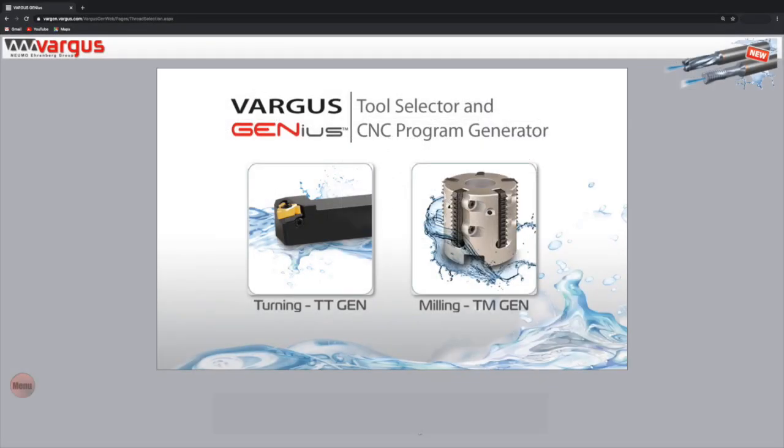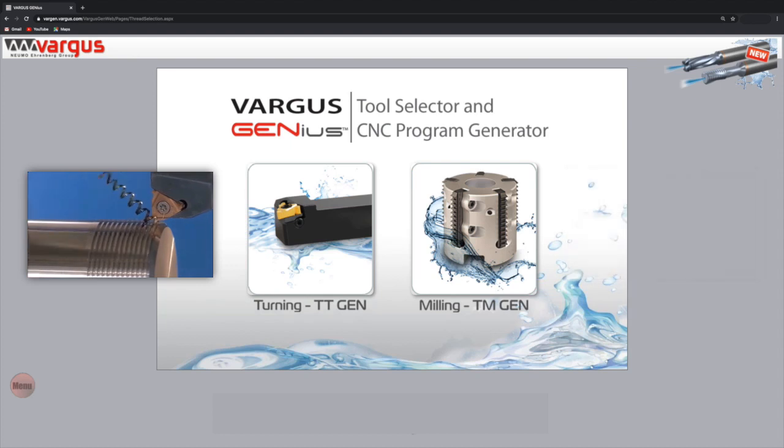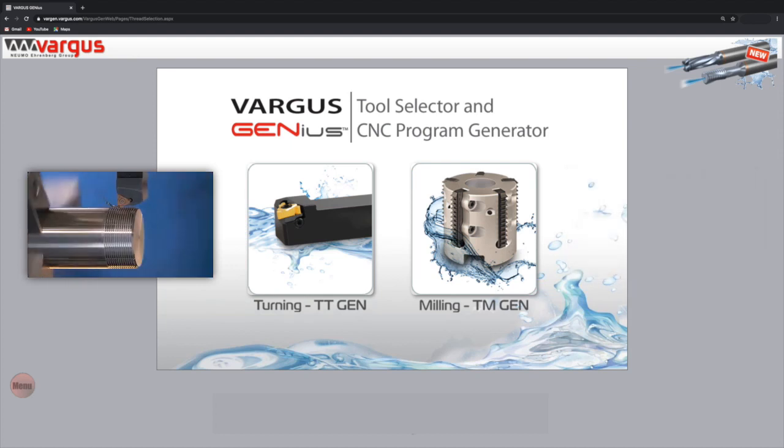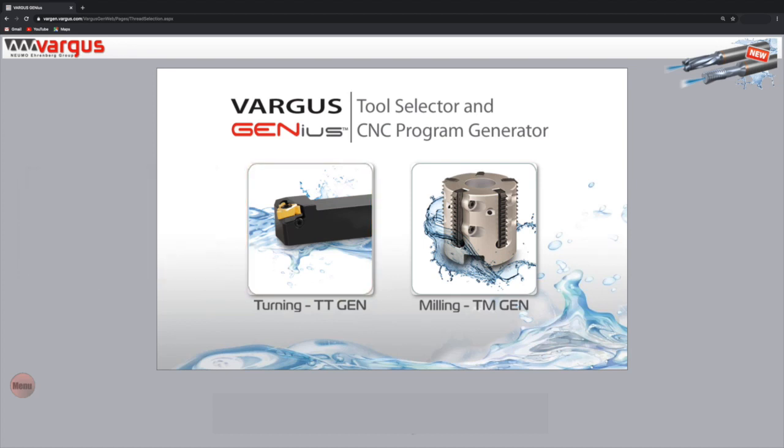Once you log in to the Vargus GENius, choose either a thread turning or a thread milling application. Today's session will focus on the basics of using the Vargus GENius for thread turning. For our session on thread milling applications, click the links shown on the screen or go to our website, www.vargus.com. Now, let's continue. Click the Turning TT Gen button.